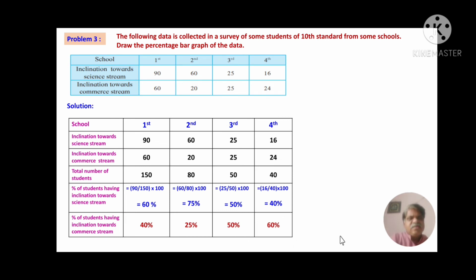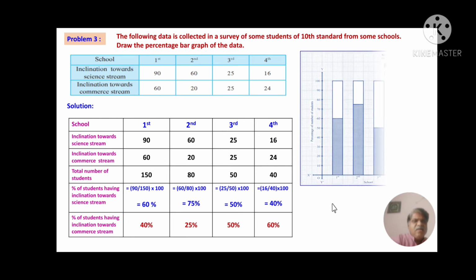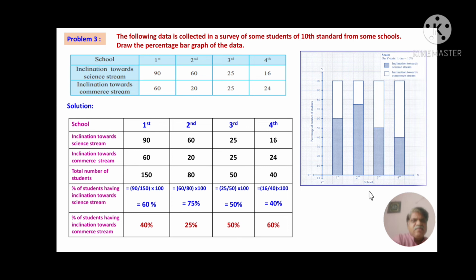So let us draw the subdivided or percentage bar graph for this. You can see here on the x-axis we are considering the schools 1, 2, 3, 4, and on the y-axis we are considering the percentage of the students. This dark color indicates that the inclination is towards science stream, whereas this white color indicates the inclination towards the commerce. For the first school, we could see 60% students are inclined towards the science. Here you can see 60% and the remaining is 40%.